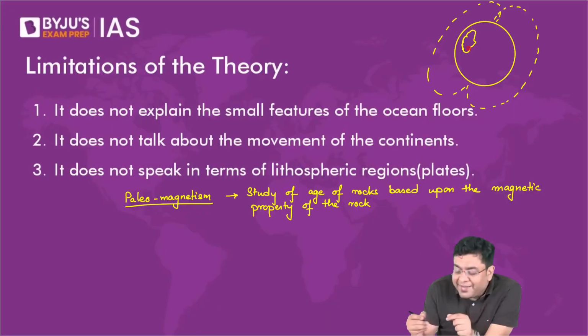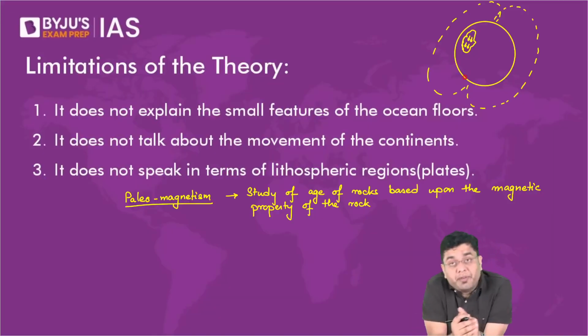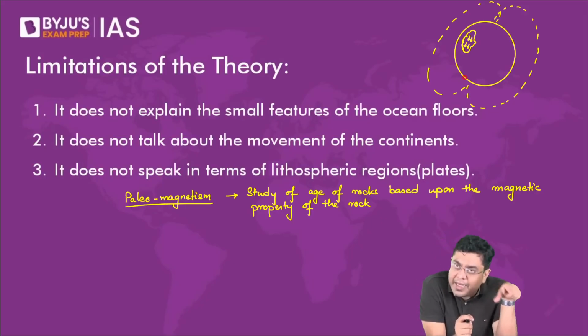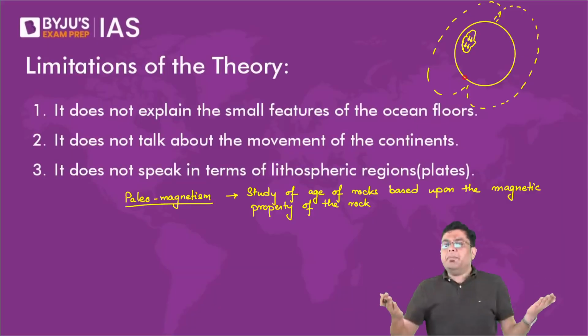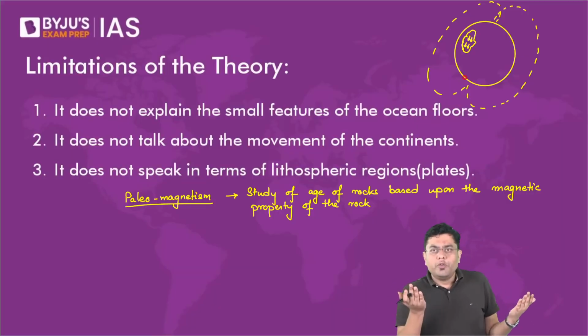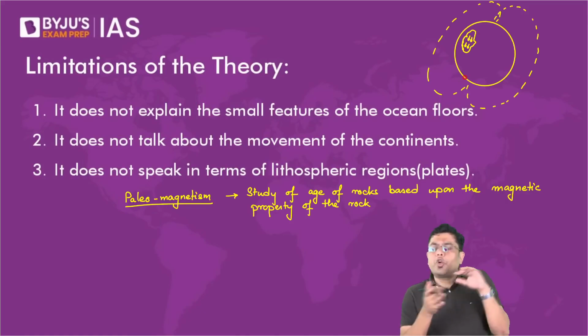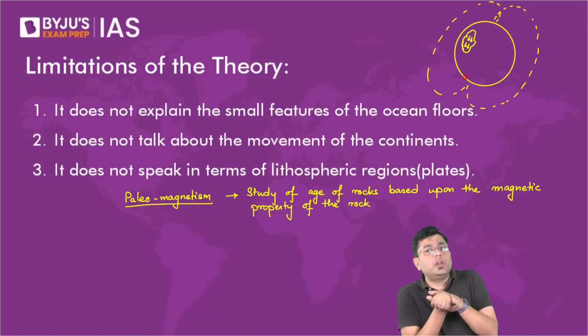So, as the materials are solidifying, their particles will arrange themselves as per the magnetic field which is prevalent. So, when you study an old rock and you gauge the magnetic arrangement of the particles, and you match it with the simulation, won't you be able to calculate whether the rock is 200 million years old or 300 million years old? Isn't it?